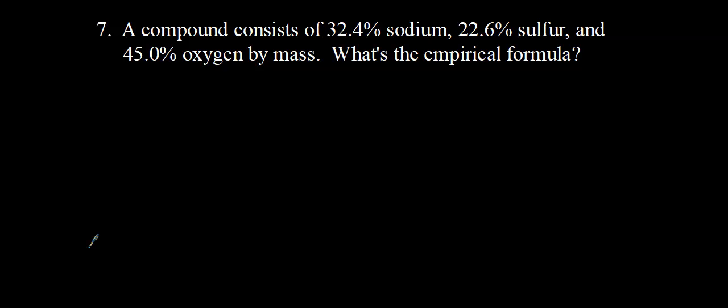So notice this one is a little different than the others we've done because this compound has 3 elements in it. So go ahead and pause, write it down, and I'll walk you through it. All right, so our approach is the same. We're going to make an assumption. We're going to assume you have 100 grams of this compound. And so that means we have 32.4 grams of sodium, 22.6 grams of sulfur, and 45.0 grams of oxygen. So go ahead, convert those to moles, and then stop there. I'll show you how to proceed, and then I'll let you finish it. Go ahead and pause the video. Stop at moles.